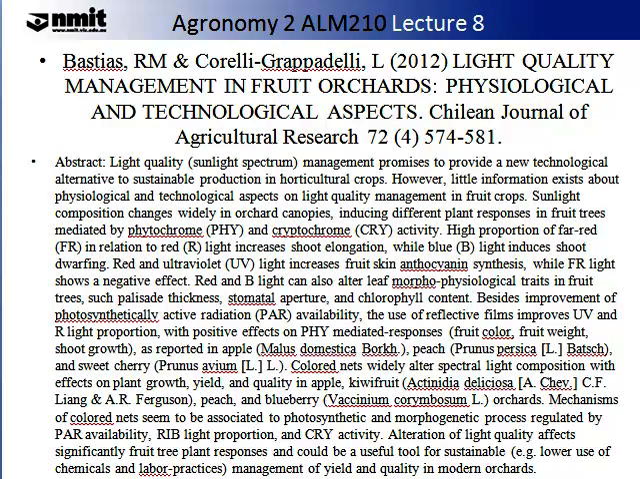Light quality management in fruit orchards, physiological and technological aspects, was investigated in 2012. Please read the following abstract and answer the 6 questions that can be found on Moodle associated with this article to complete the notes on this topic.